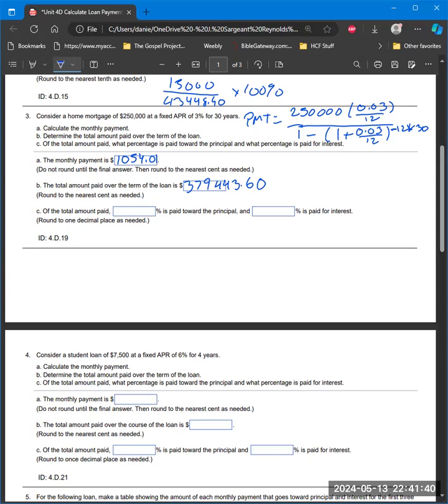Of that, 250,000 divided by 379,443.60 times 100 is 65.9%, and this is 34.1% then.